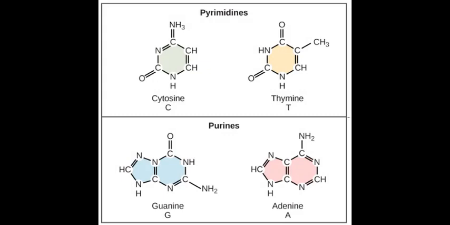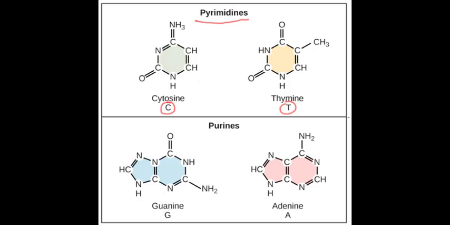Now, if we concentrate on the nitrogenous bases, we can see that there's diversity in those bases, and those bases are part of two categories. On top right here, we have the pyrimidines, and you see that the pyrimidines only have one cycle, and there are two different pyrimidines. One is cytosine, and the abbreviation for cytosine is C. We also have thymine, with the abbreviation T.